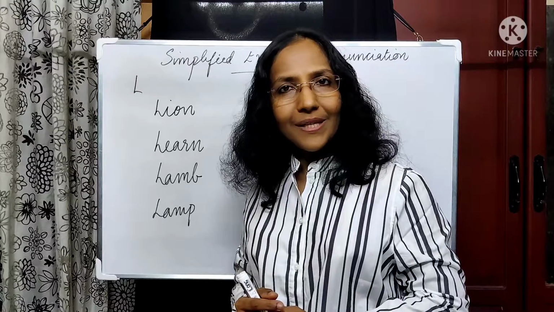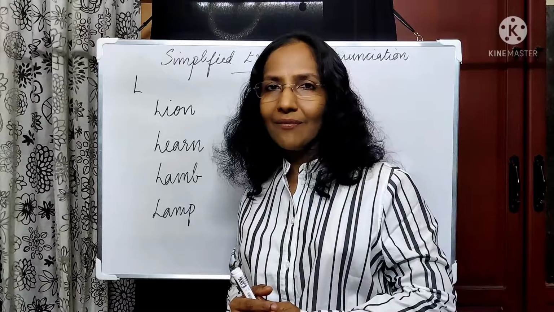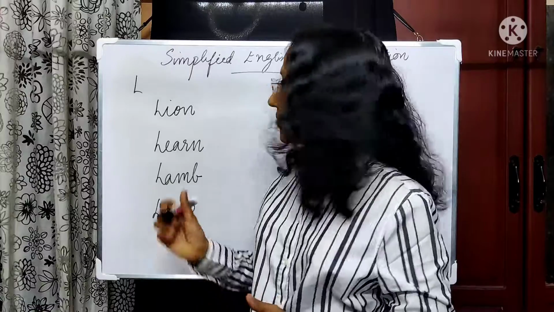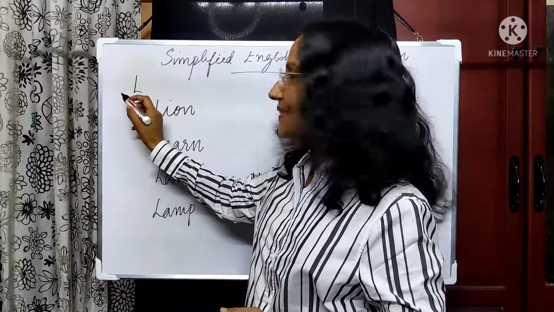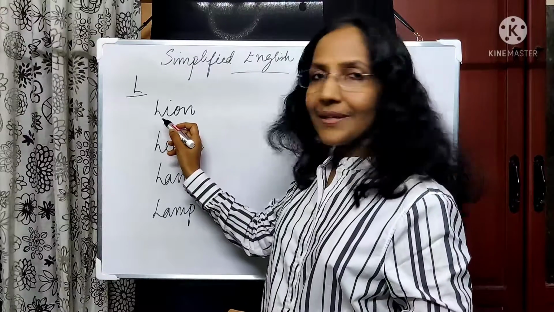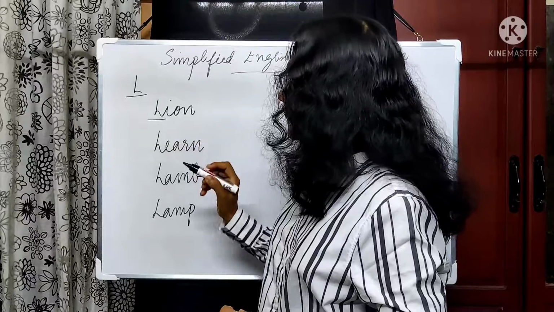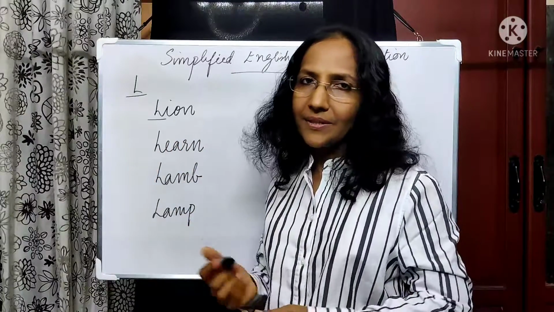Now we learned the first sound, the phoneme L, which is a voiced alveolar lateral consonant. And see how the sound is manifested by the alphabet L. The first word is lion. And we know how to articulate it, right? Lion. That's how it is done.